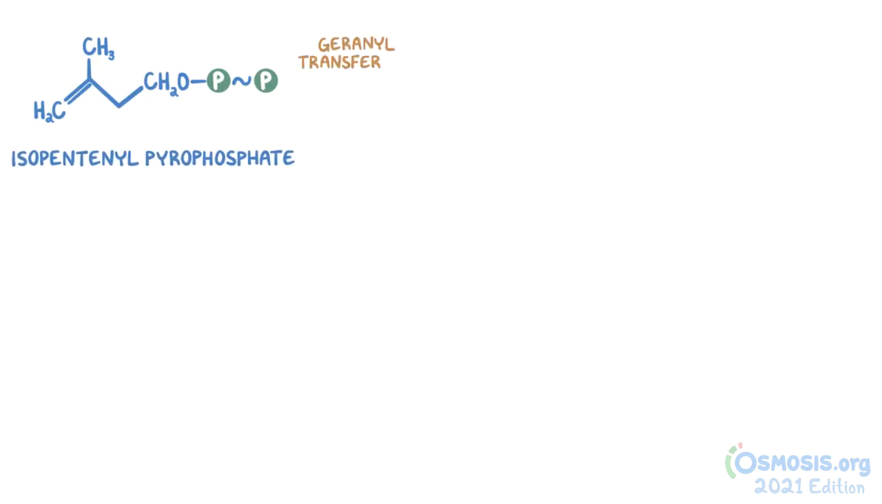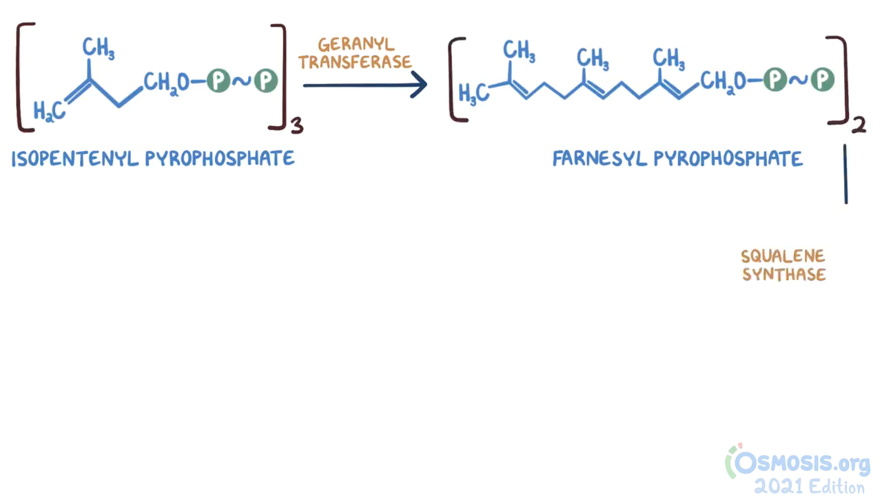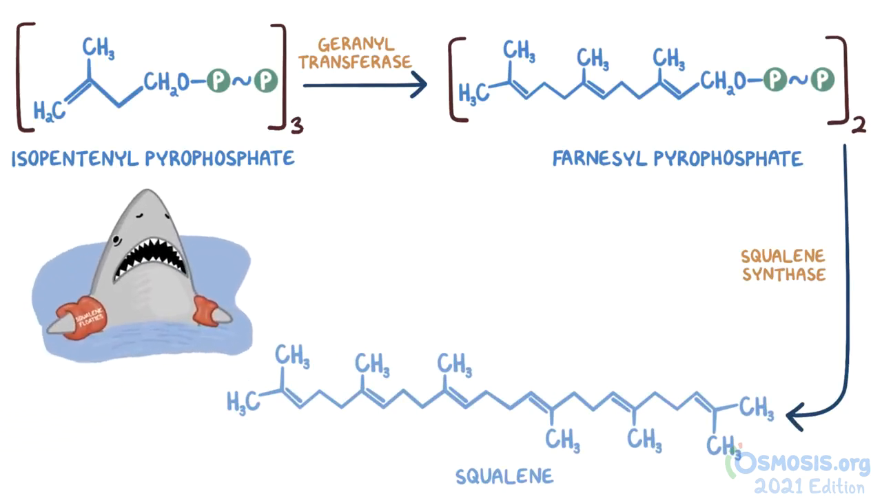Next, geranyltransferase condenses 3 of these isopentenyl pyrophosphate molecules to form a 15-carbon molecule called farnesyl pyrophosphate. Then the enzyme squalene synthase condenses 2 molecules of farnesyl pyrophosphate to form a 30-carbon molecule called squalene. Squalene is pretty cool. It's the last linear precursor to cholesterol, and it's also what helps sharks float. Yep, it helps sharks float. So I don't sink.